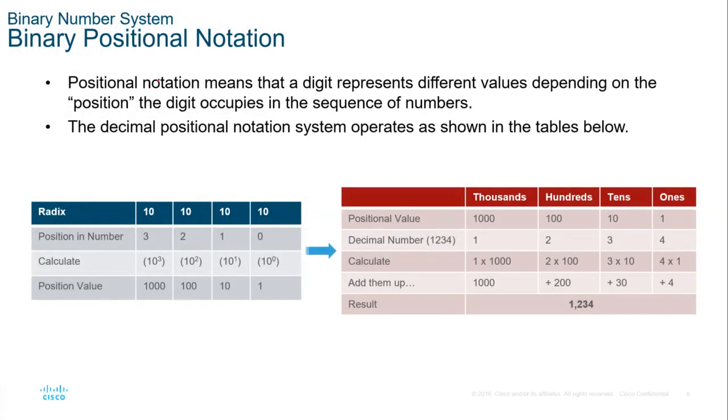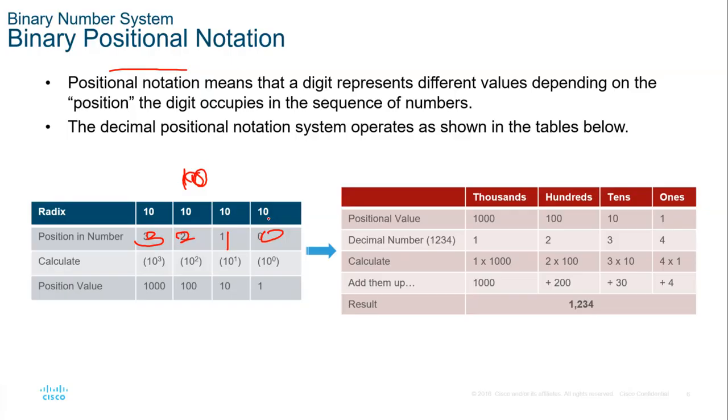For binary positional notation, we have the number, which can be any number here, and then we have the radix. The radix here is base 10, the decimal. And then we have the positional numbers: 0, 1, 2, and then 3.